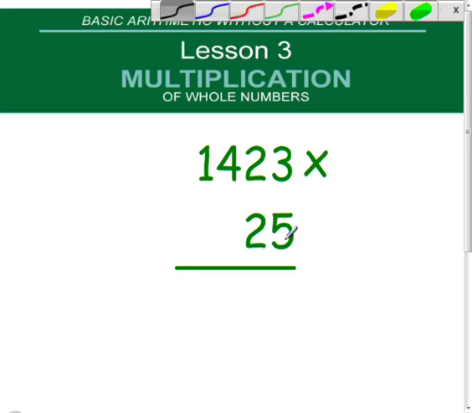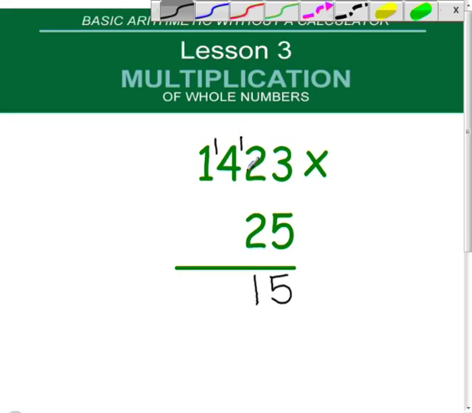So let's just demonstrate. 5 times 3 is 15. The units go underneath, and the 1 gets carried to the column on the left. Now you've got 5 times 2. Well, 5 lots of 2 are 10, and then I add the 1, it makes it 11. The units get put at the bottom, and the first one gets carried to the column on the left.